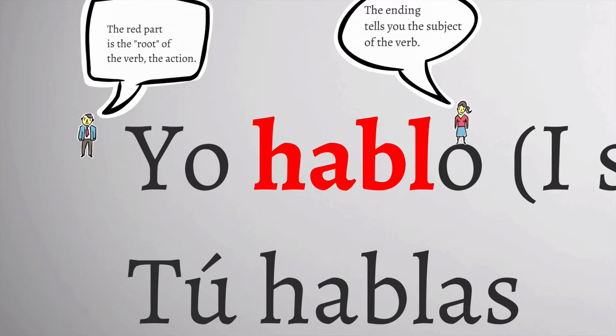This is something to be super conscious of. In English, I have to say I talk. I can't just say talk, because English verbs do not have the power of Spanish verbs. They don't carry the person and number within them. Hablo, because of the O ending, tells me that it's yo, or I.